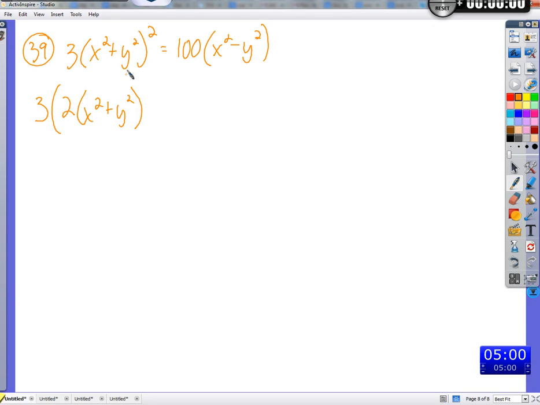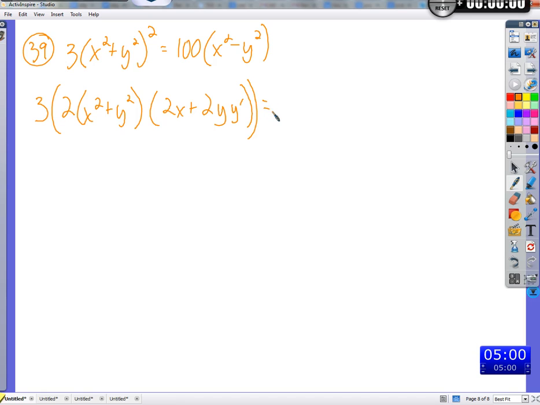You're going to multiply by the derivative of the inside of that function, which means the derivative of this plus the derivative of that. What's the derivative of x squared? 2x plus 2y times y prime, because we're taking the derivative with respect to x. So that was the derivative of the inside, we multiplied that by the derivative of the outside, and we're done with that side.